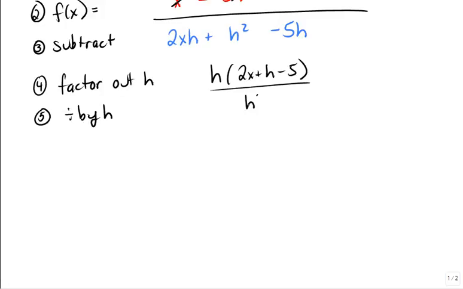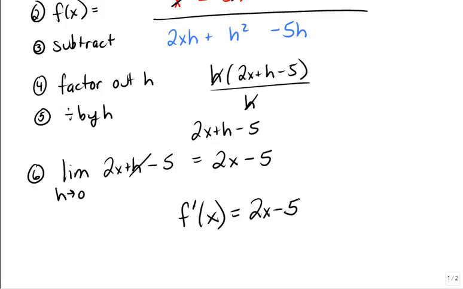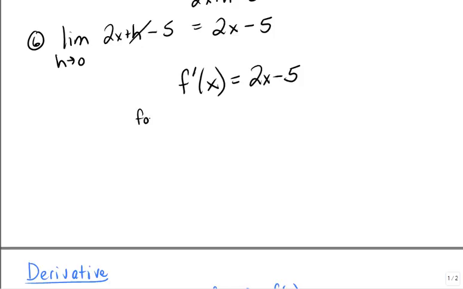If we divide this by h, we get 2x plus h minus 5, and then we take the limit, we let h go to 0. That's the distance closing in to our point, and if h goes to 0, this comes out to be 2x minus 5. And remember, that's called the derivative, and that is the slope of the tangent line at any point. So for any x, 2x minus 5 equals the slope of the tangent line at x.